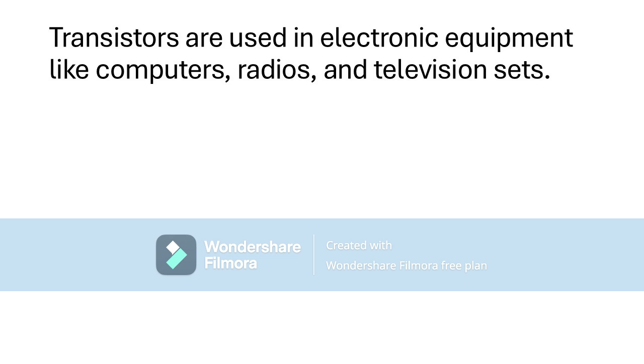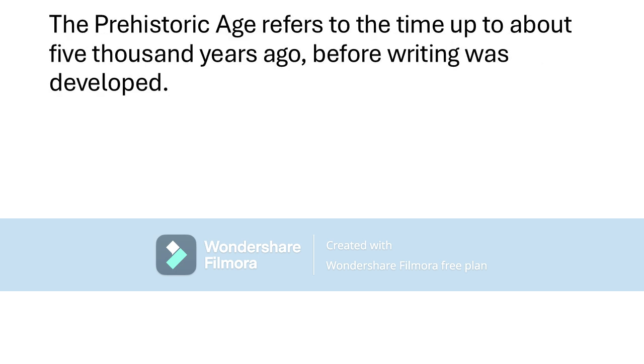Next, transistors are used in electronic equipment like computers, radios, and television sets. The answer is true. The prehistoric age refers to the time up to about 5,000 years ago before writing was developed. The answer is true.